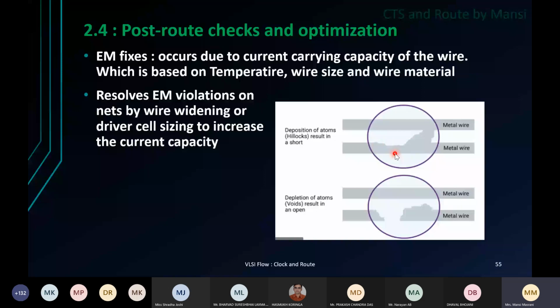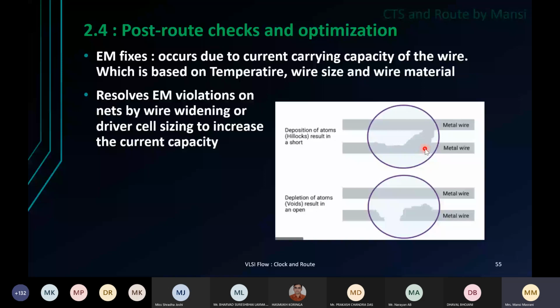This is reliability testing. After a few years, it will have an open over here, the whole thing will wear out. And the other thing which can happen is, if it wears out so much that it touches some other metal layer, then it's going to create a short. So these are the issues when EM happens. So how do we fix that?